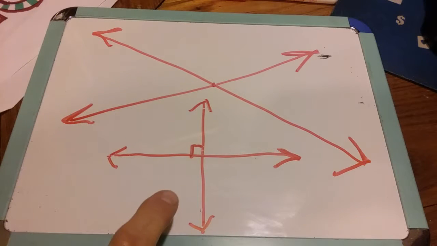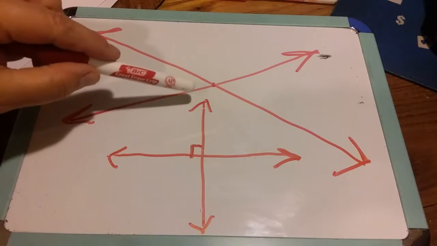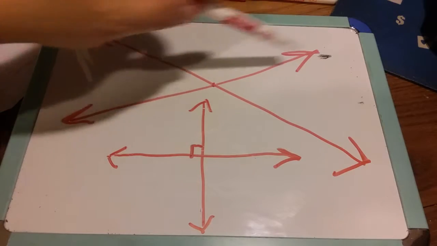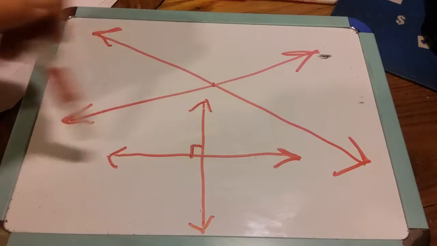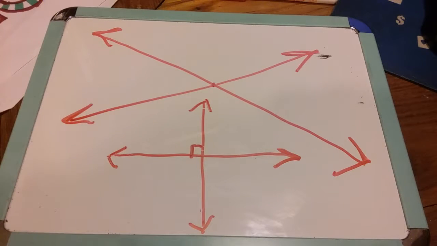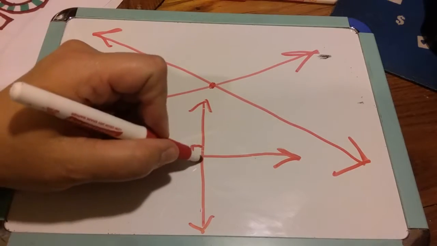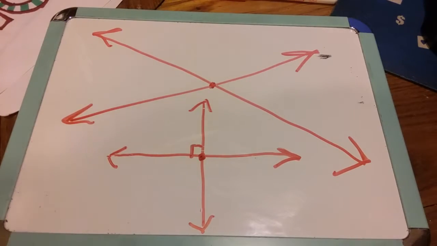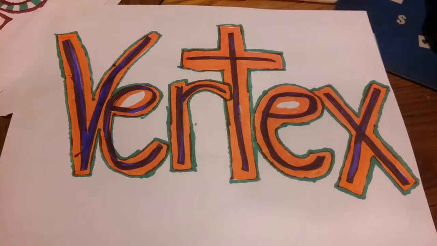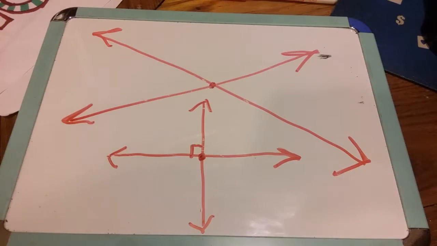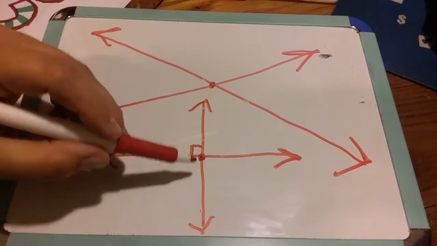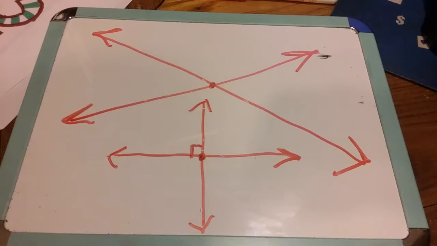Okay, so lines can cross each other in various different ways, and they can be perpendicular, which is what they are called when they're 90 degrees. Now, this little point where the lines cross, right there, has a special name, and it is called a vertex. A vertex is the point where the lines cross each other.